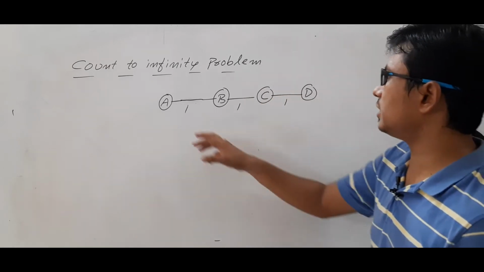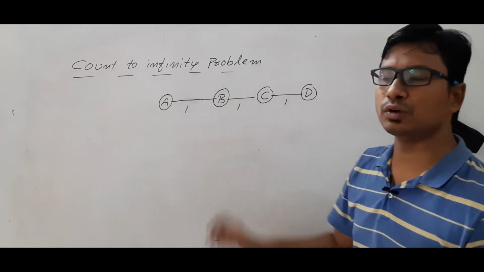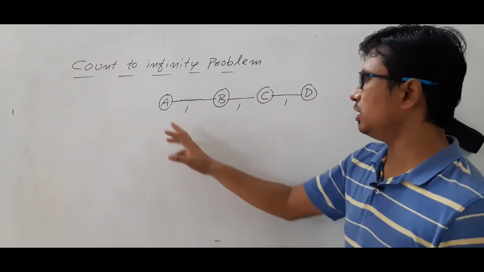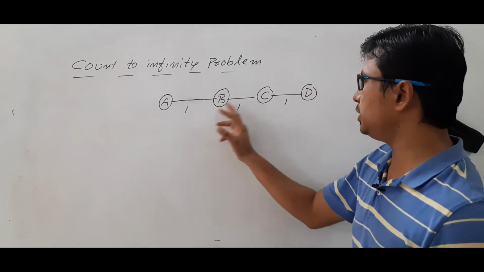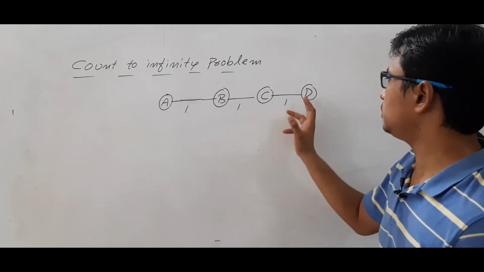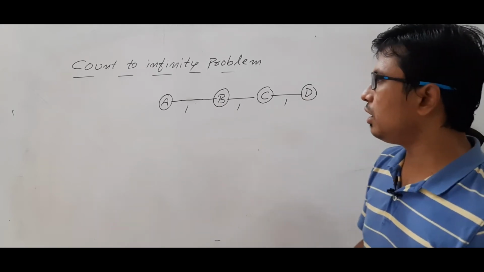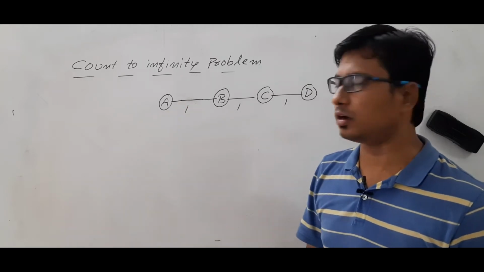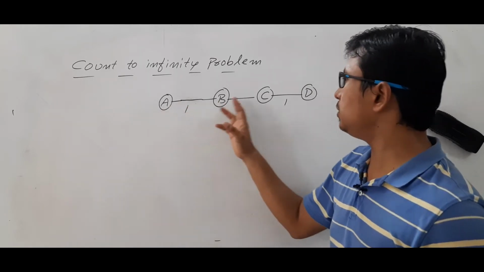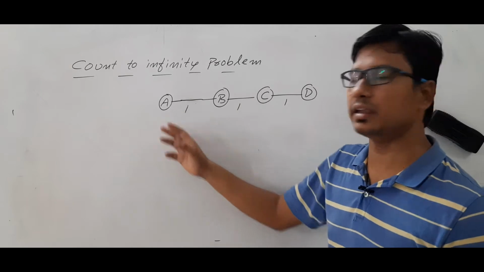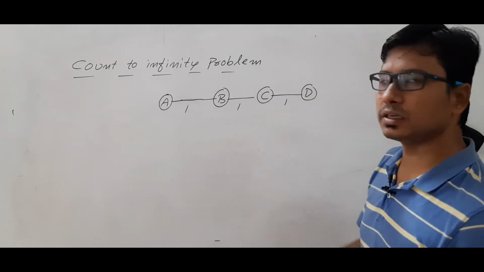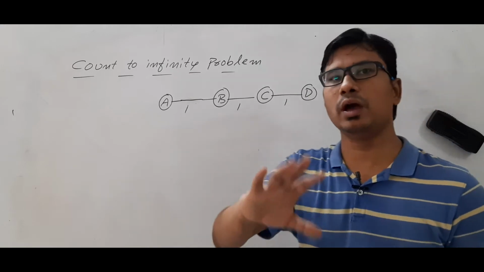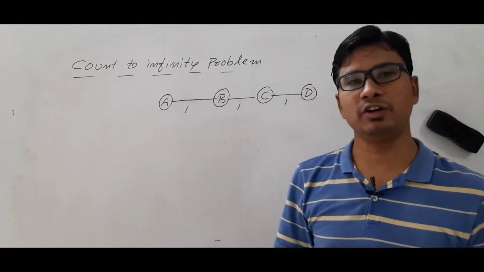So I have taken an example consisting of four routers A, B, C and D. A to B distance is 1, B to C distance is 1, C to D distance is 1. Now initially A knows about only B, am I right or wrong? Similarly, B knows about only C and A. C knows about its B and D. Are you able to understand? Because they know about their neighbors with the help of hello packets.